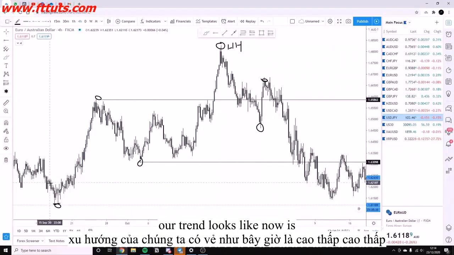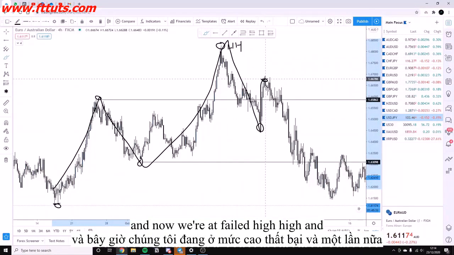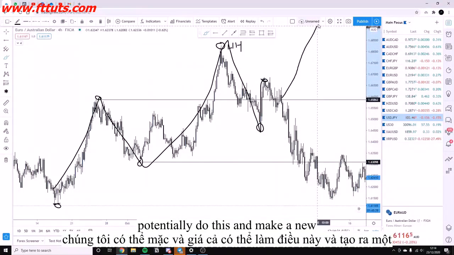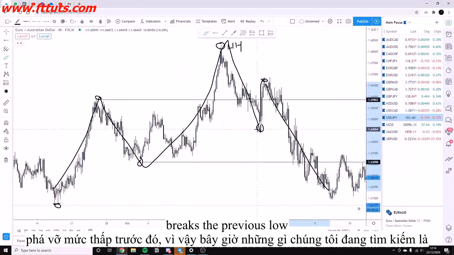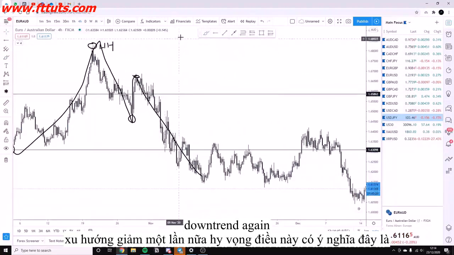So essentially what our trend looks like now is high, low, and now we're at a failed higher high. And again, we could wait and price could potentially do this and make a new higher high. But as we can already see, it doesn't. It breaks the previous low. So now what we're looking for is a downtrend again.